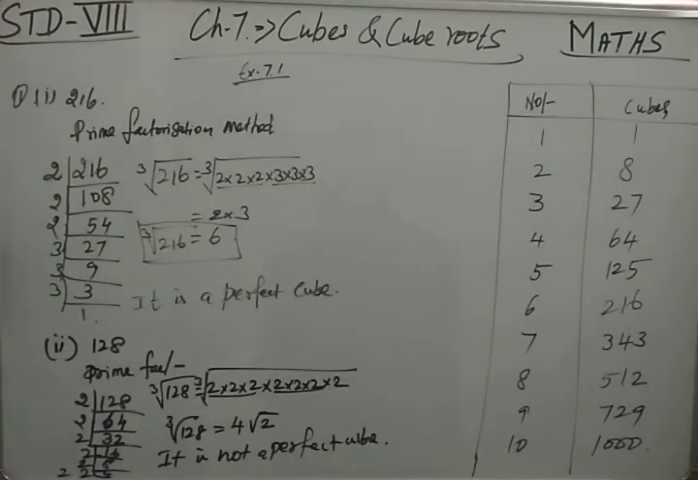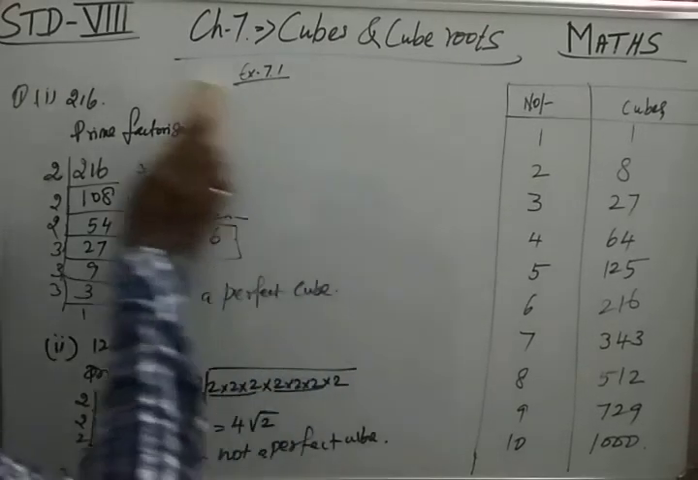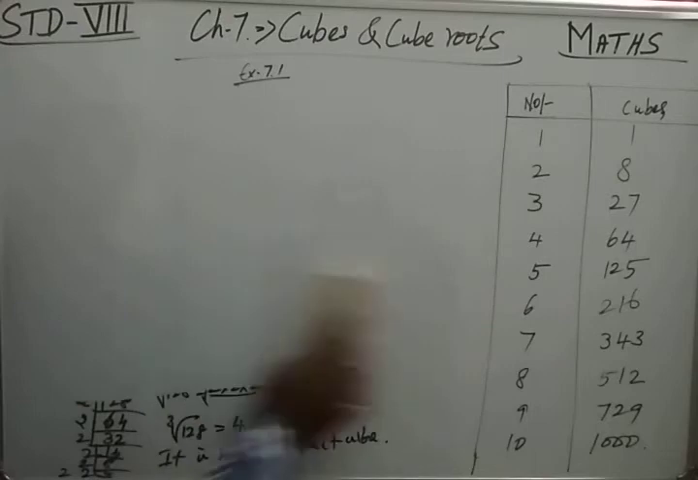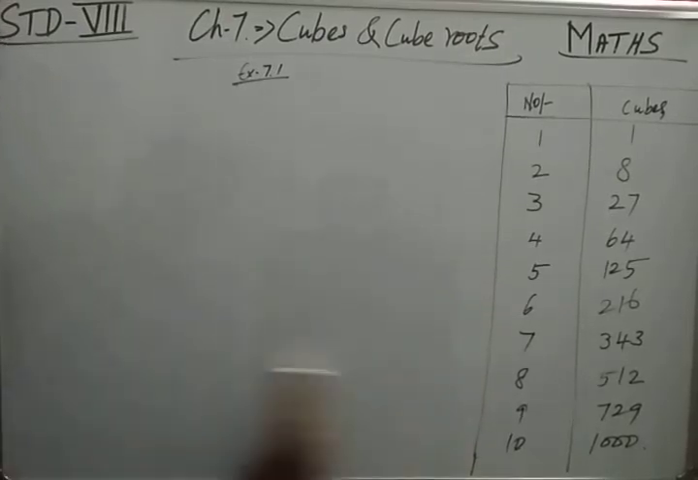Understood what I have done here? We just do the prime factorization method, then give the answer. Like that, third and fourth you can do as homework. Third one, 1000, you can easily say. The fifth one I will do, because that is a very big one.